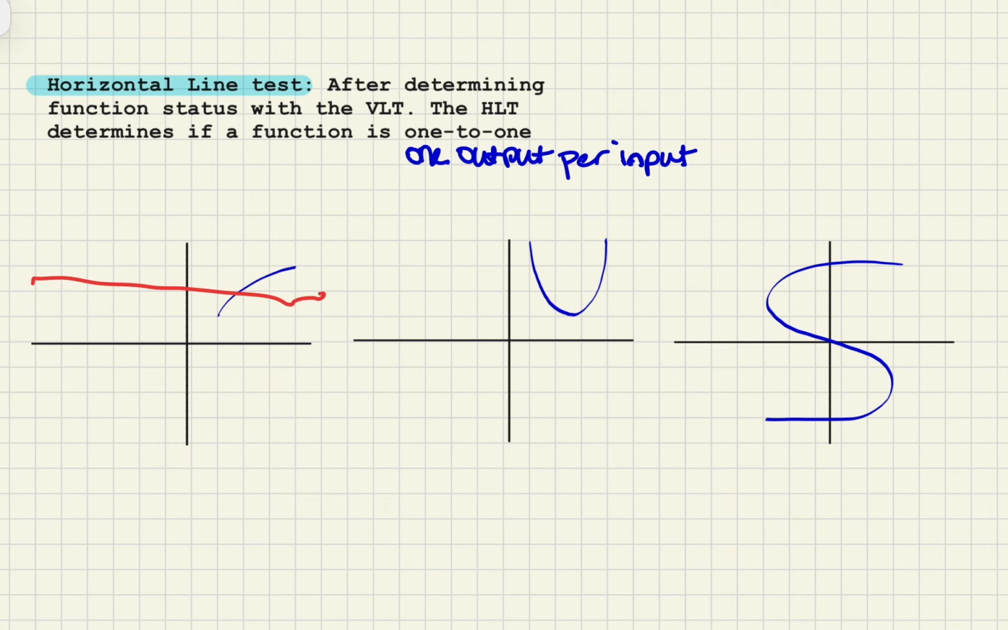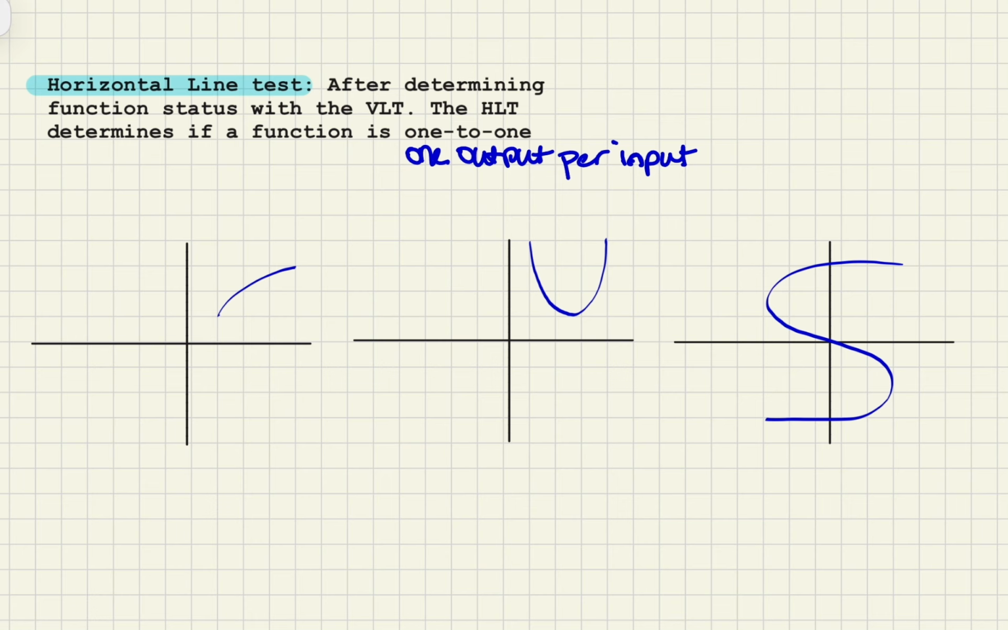It's just like the vertical line test, only this time you draw a horizontal line. So if your horizontal line only hits one point of your relation, then your function is one-to-one. But if it hits more than 1 point on your horizontal line, then your function is not one-to-one. Now, let's take a look at these three examples.